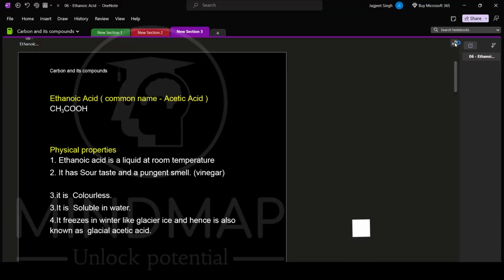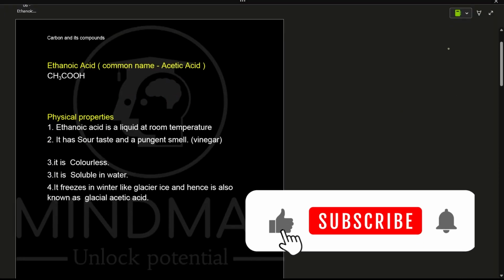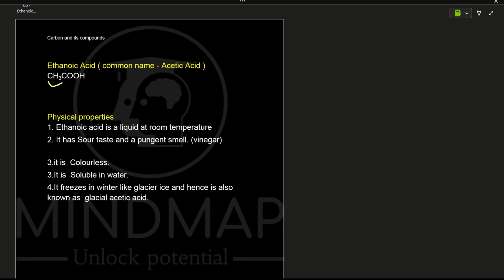Hello everyone. Today we will learn about an important carbon compound that is ethanoic acid. CH3COOH and its common name is acetic acid. अच्छा, इसका structure if you will see it will be like this. CH3, ठीक है, and C double bond OOH. So this is ethanoic acid.